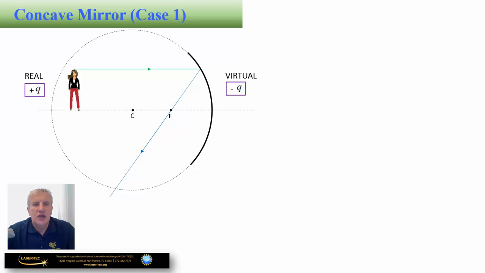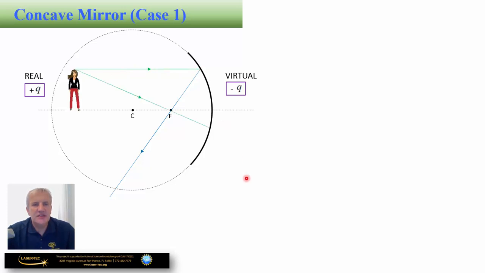When this light ray hits the mirror, it is going to get reflected according to the law of reflection. And we know that the rule we established is that the incident light ray that moves parallel to the optical axis is going to get reflected through the focal point. So this blue light ray that you can see here is a reflected light ray that's created after the incident light ray that moved parallel to the optical axis hit the mirror.